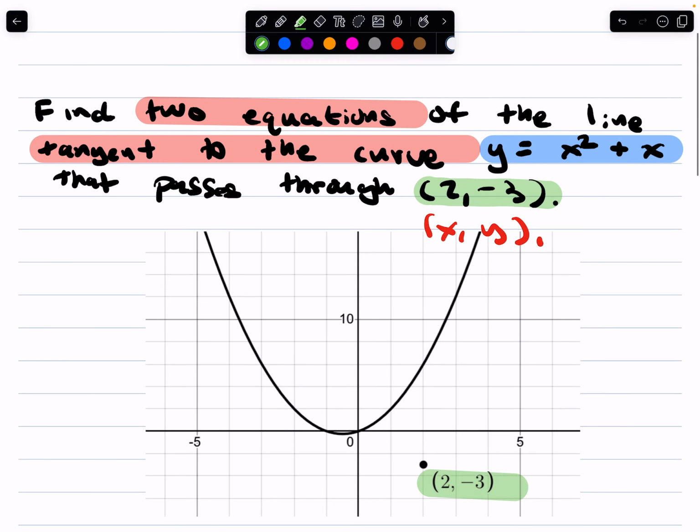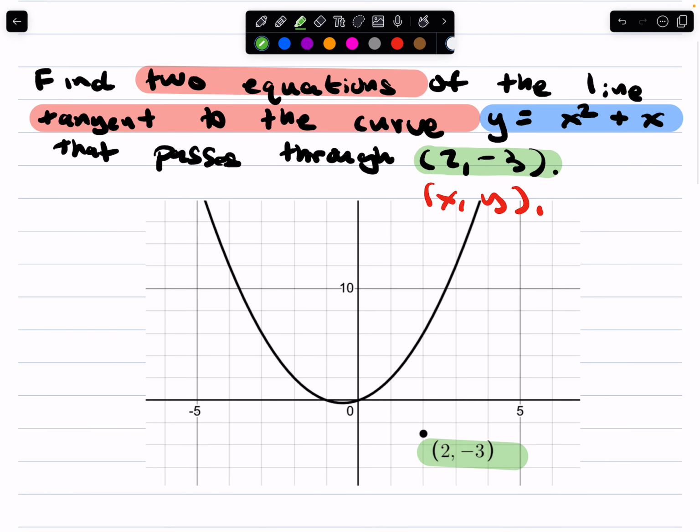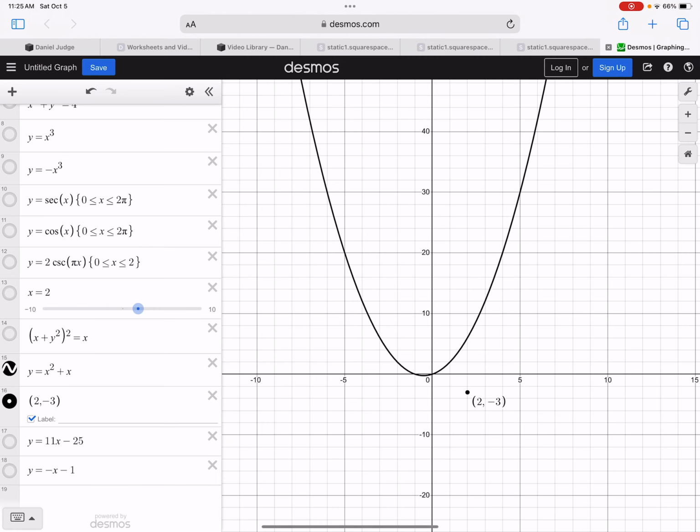And what they're saying is there's going to be two equations of the line that pass through the point (2, -3). So we have two tangent lines. Okay, so I want you guys to understand that there's going to be two tangent lines. I've already done this question, and in Desmos, I'm going to share with you guys exactly what they're talking about.